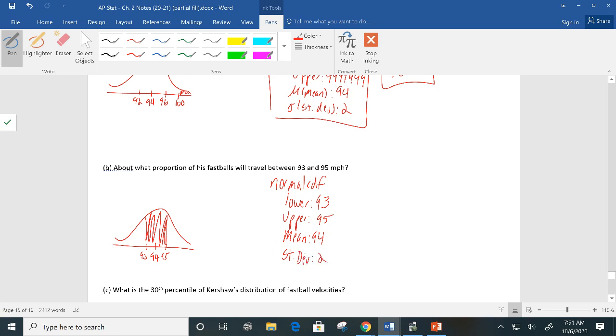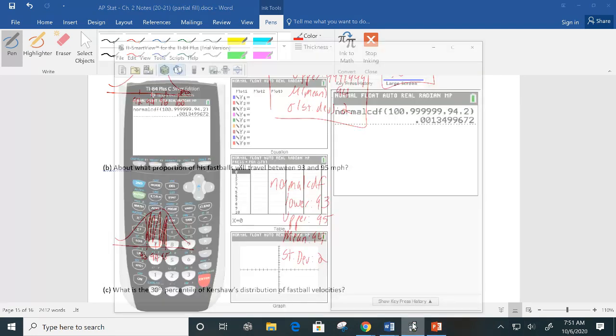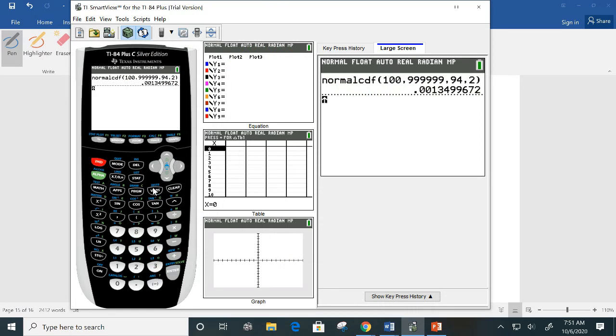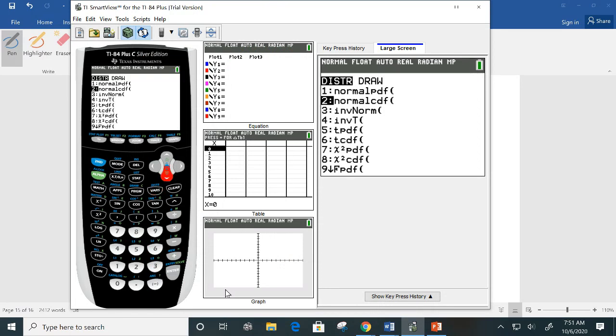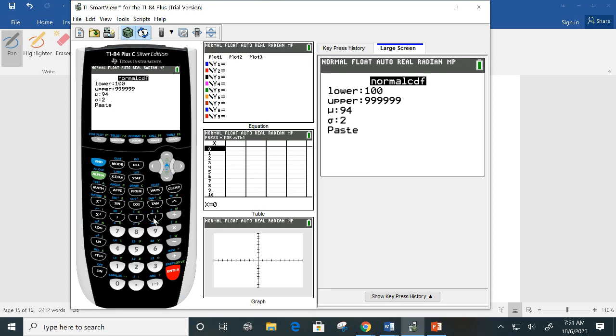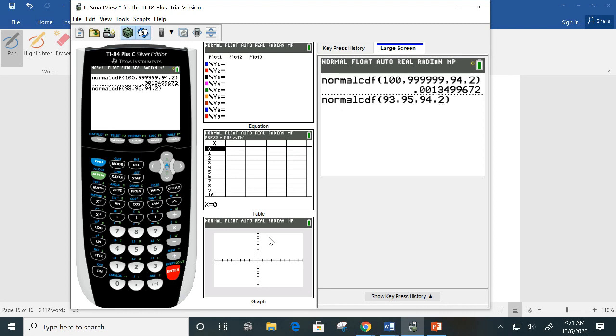Could I do it by hand? Sure, I could. I could find both z-scores, look in my standard normal table, subtract the proportions, but let's use the calculator. Second and vars, down to NormalCDF. Lower bound is 93. Upper bound is 95. The mean and the standard deviation are the same. Enter, enter, and I'll get my answer of 0.383.